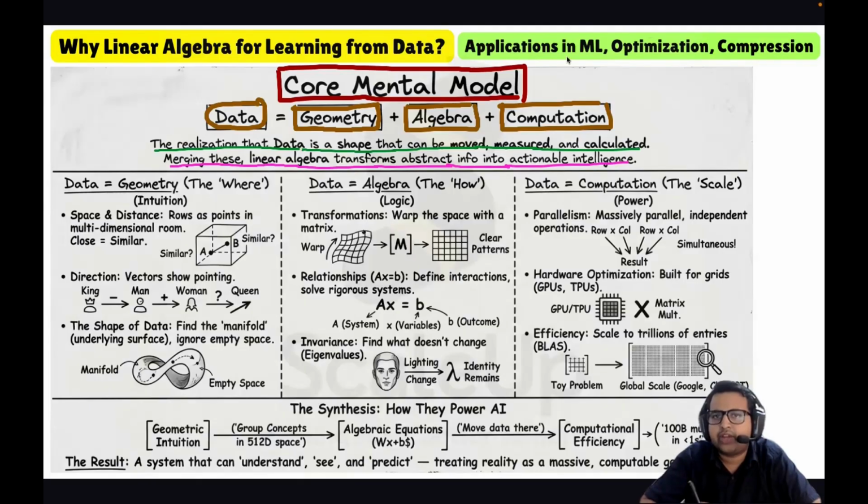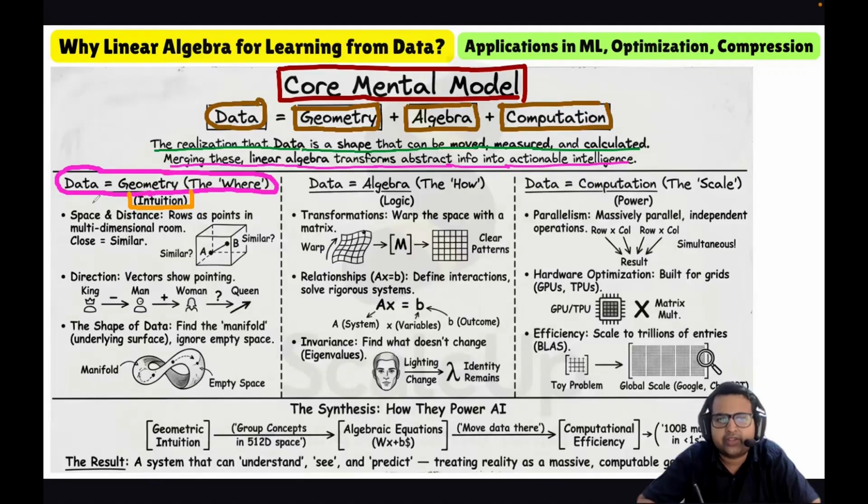So let us first try to understand data as geometry. Data is equal to geometry is the "where", and this pillar, data as geometry, provides us the intuition. It allows us to visualize complex data sets as physical space. So rather than treating data as just a list of numbers, if we treat data as vectors, then we are able to visualize the complex data sets as physical space.